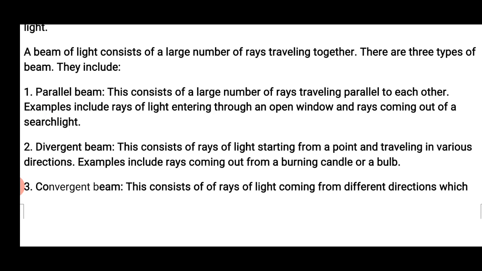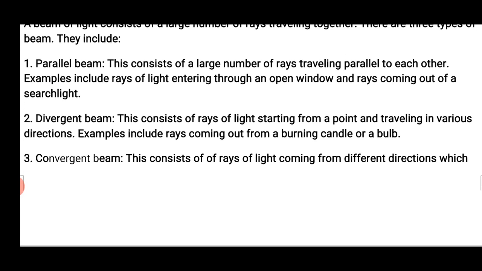We have the divergent beam. Divergent means that they diverge from a particular source. A divergent beam consists of rays of light starting from a point. They are starting from the same point and traveling in various directions. They emerge from a particular point together, but they scatter, they move in different directions. Examples include rays coming out from a burning candle or a bulb. When we place a burning candle on the table, the rays of light from that candle move away from the candle and scatter in different directions.